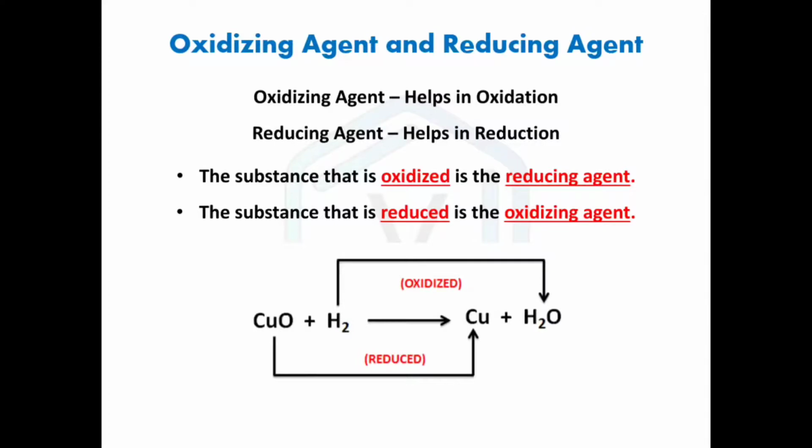Copper oxide reacting with hydrogen to form copper and water. So copper oxide is getting reduced to copper and hydrogen is getting oxidized to water. So according to the definition, CuO is the oxidizing agent because it is undergoing reduction or getting reduced, and hydrogen is the reducing agent because it is getting oxidized.